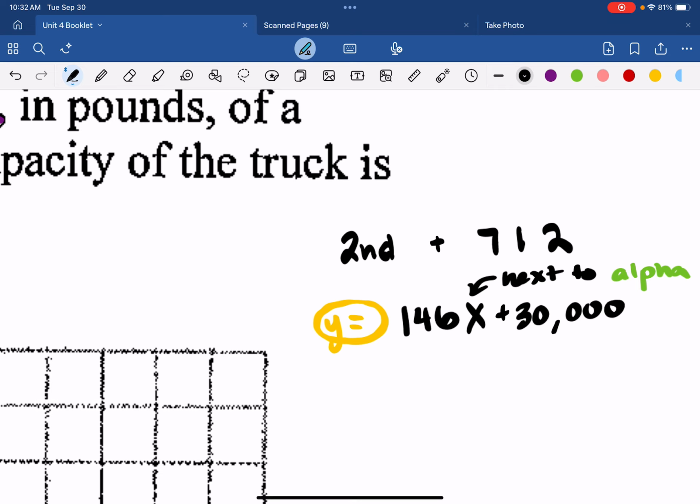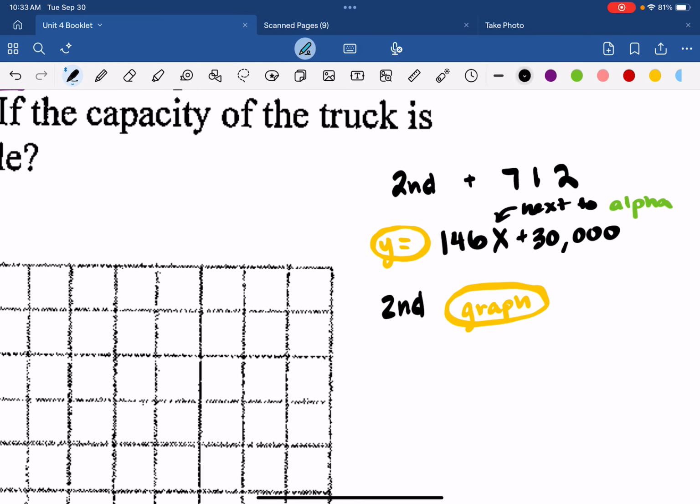Plus 30,000. Okay? So that should be in our Y equals screen. After that, you're going to hit second again, and then you're going to go to the other side of where that Y equals screen was, and you're going to press the yellow graph button. Okay? So make sure you hit second first, then you'll hit graph. And you should see a chart pop up.